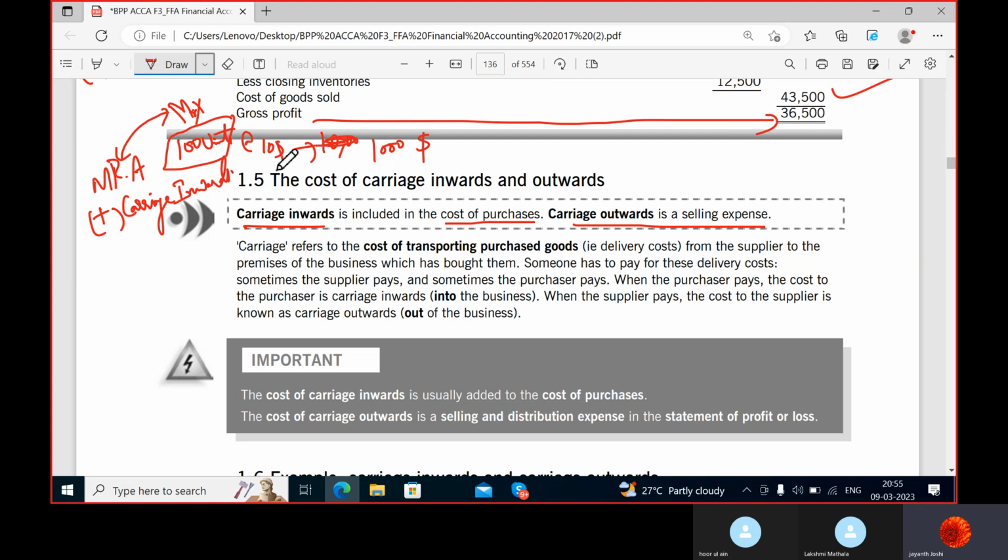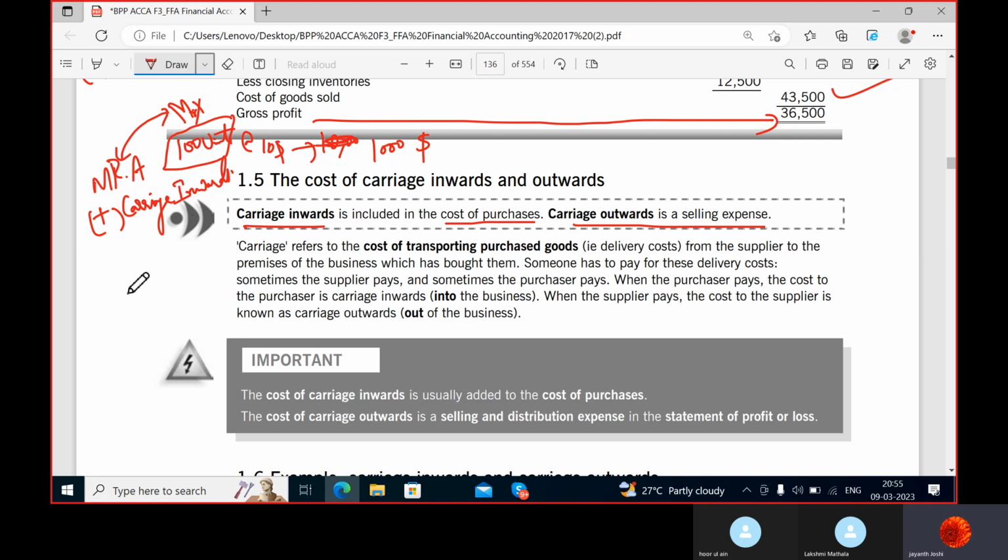Why? Because this is the cost which Mr. A is incurring and he will recover this from the customers. He will set the selling price in such a way, a price which would be sufficient for Mr. A to recover all his additional expenses apart from the purchase cost. Did you understand what I'm saying?